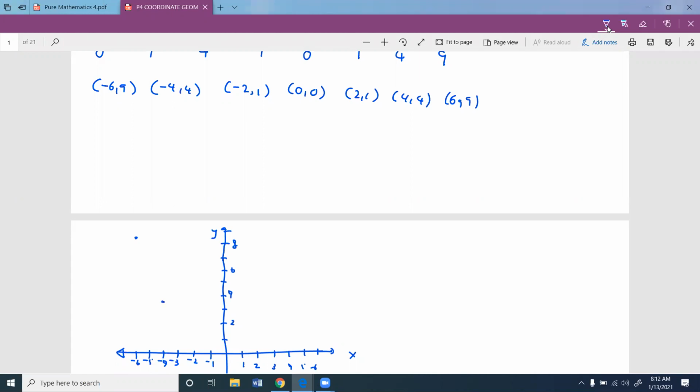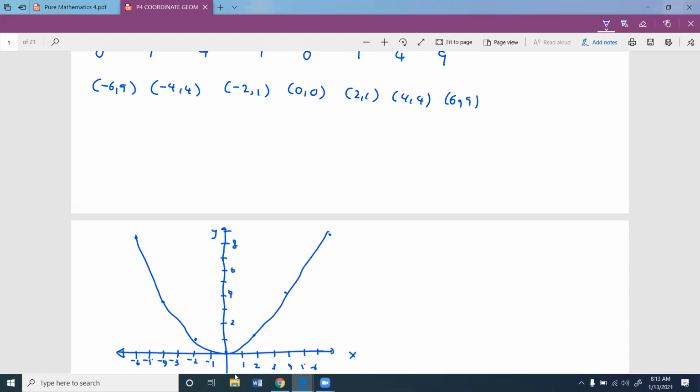It's here, just to draw it perfectly. Minus 2, 1. It's here. 0, 0, 2, 1, 4, 4, and 6, 9. So you can draw this, just draw it nicely. My drawings are not that good when drawing with this. So you can draw a graph like this, right?